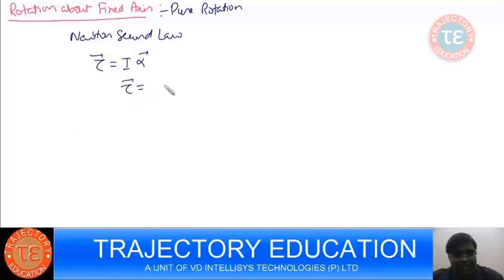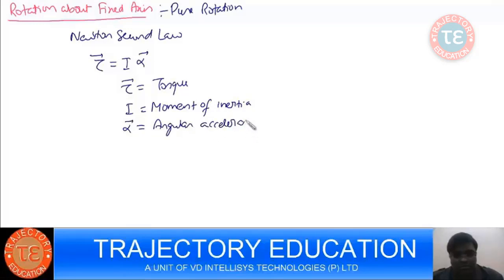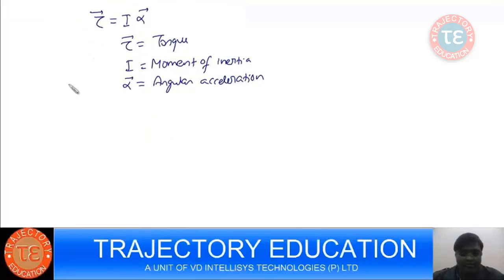Here, tau is torque, I is moment of inertia, and alpha is angular acceleration. Alpha is angular acceleration, right? This is angular acceleration. Okay.